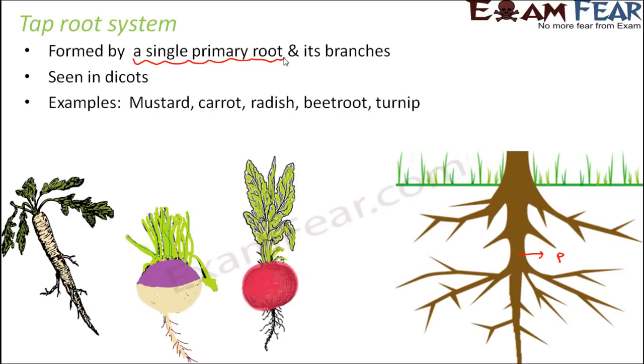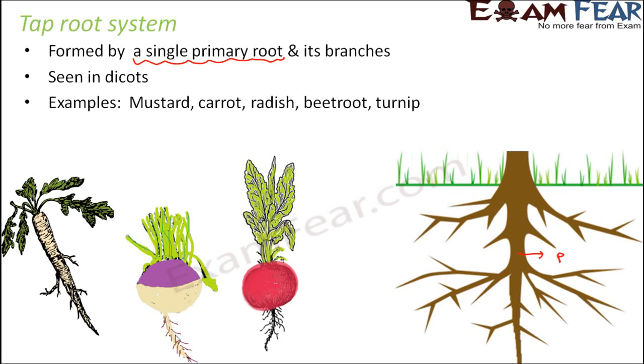Some of the examples of dicots which have taproot system are mustard, carrot, radish, beetroot, turnip. So here if you look, these are nothing but the roots. Now something strikes your mind, these are certain things which we actually eat. So the edible part of a carrot or a radish is nothing but the root of the plant. See, this is the portion which we actually eat, right? So this is nothing but the root of the plant. So this is my primary root, and from this primary root we actually have the branches. That's the secondary and the tertiary roots.